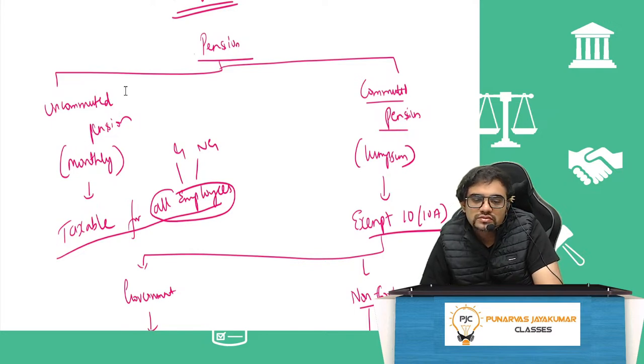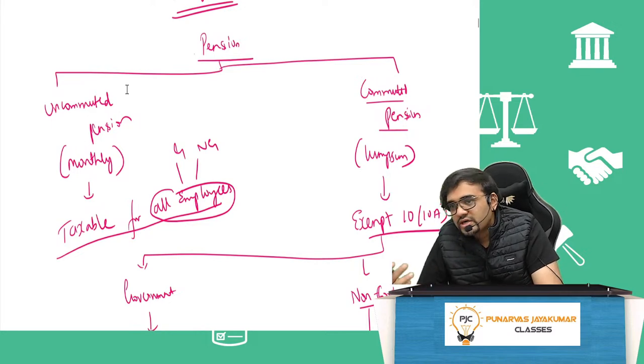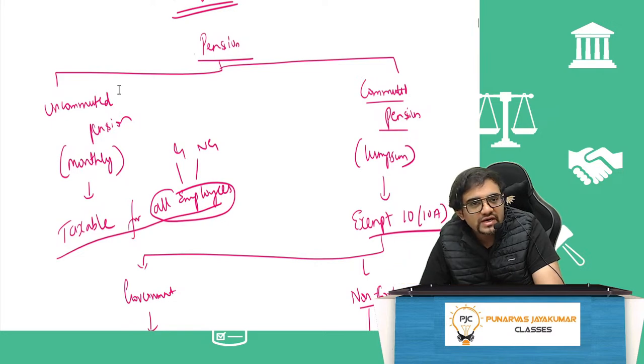Uncommuted pension means what? Commutation means where I can take a lump sum amount. So if you are an employee, you can say 50% I want as lump sum, the remaining 50% I want monthly. If I want 100% withdrawal, how much will it be? They'll say 1 crore. I'll say, no, I don't want 1 crore, give me 50%. 50 lakhs you give me now, and the remaining 50 lakhs is spread across till I die. Government employees' families also get a reduced pension after death.